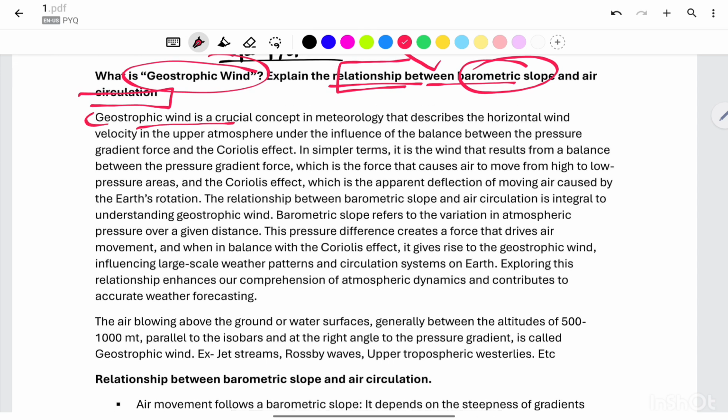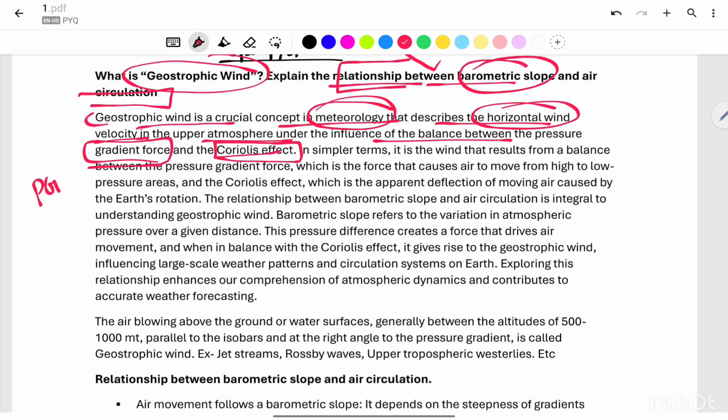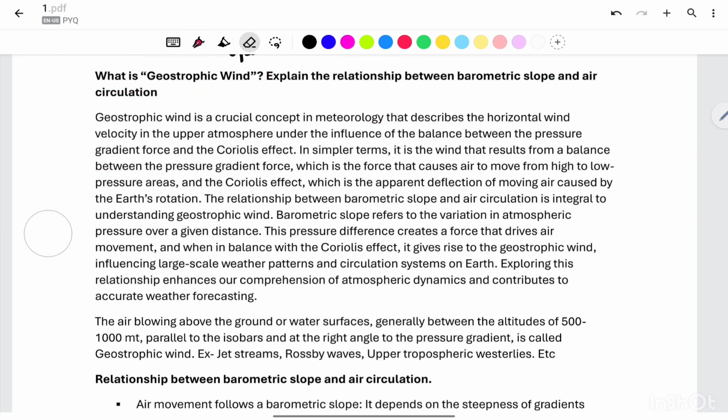Geostrophic winds are a crucial part of meteorology that describe the horizontal wind velocity in the upper atmosphere under the influence of the balance between the pressure gradient force and the Coriolis force, right? When there is a balance between the pressure gradient force and the Coriolis force, we have the geostrophic winds, which are at the upper atmosphere. They are high velocity winds in the upper atmosphere, right?